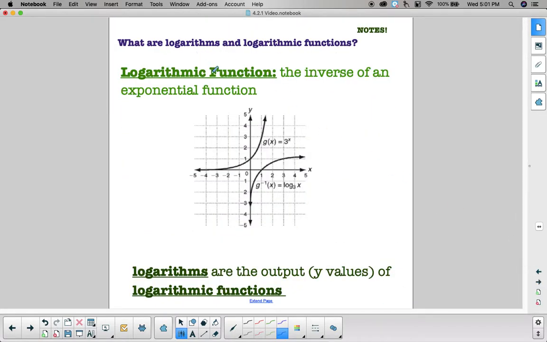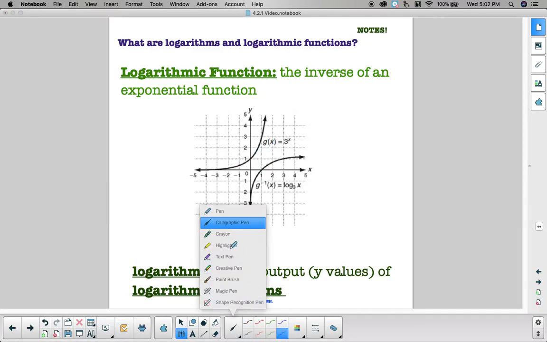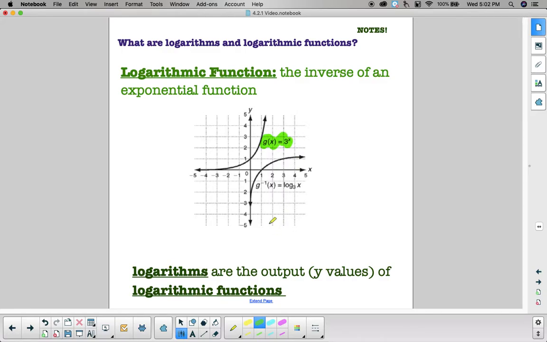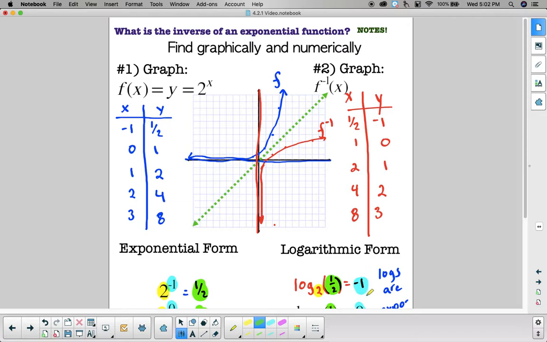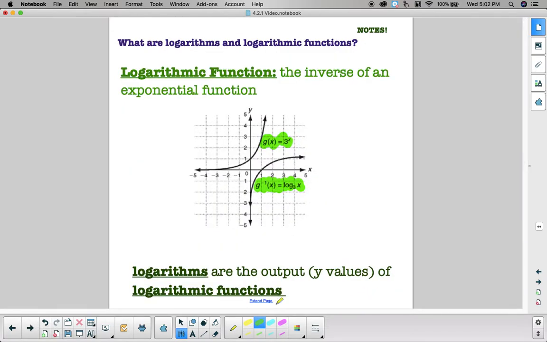So we can define a logarithmic function as simply the inverse of an exponential function. Here we have an exponential function, g of x is equal to 3 to the x. Its inverse function is the log base 3 of x function. So the logarithms are the output values of the logarithmic functions. They're going to be the y values. So the y values for the log function are the exponents. So that's where log functions come from.